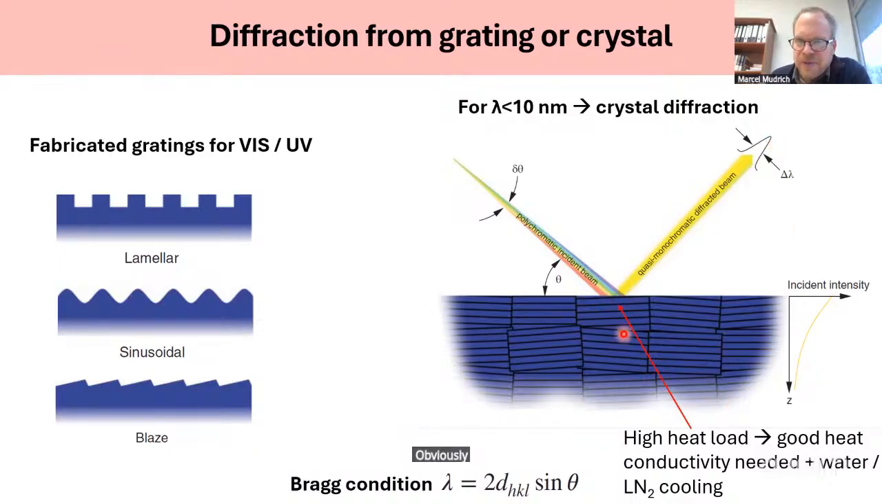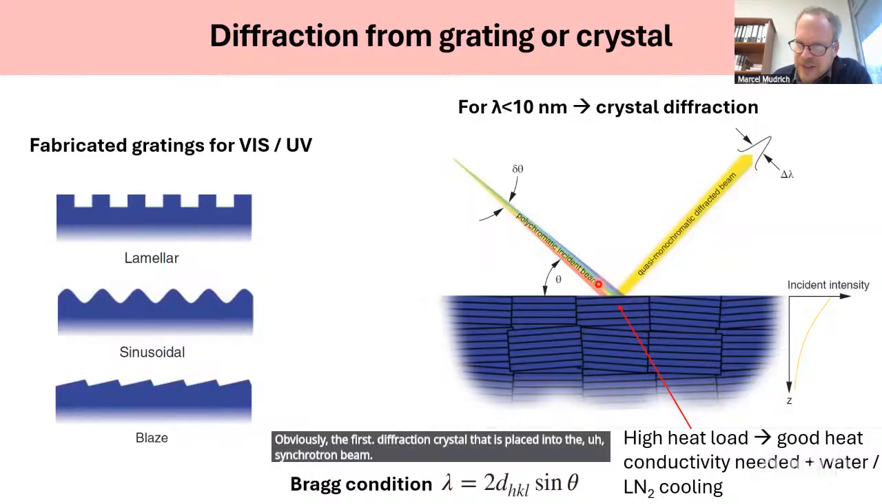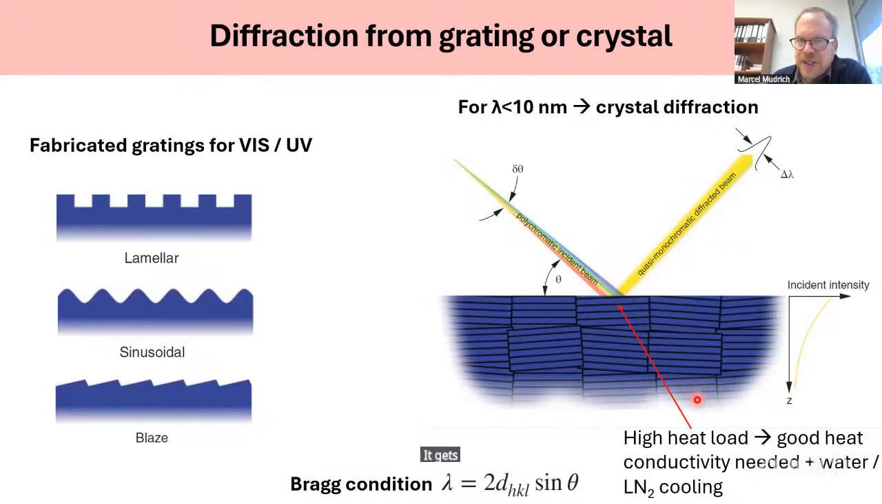Obviously, the first diffraction crystal that is placed into the synchrotron beam gets a whole lot of heat load, because remember, an undulator in a synchrotron typically emits a few kilowatt of radiation, which contain quite a broad spectrum.